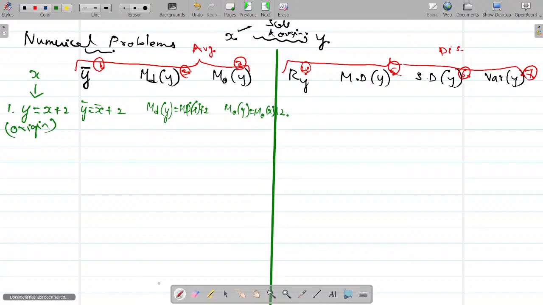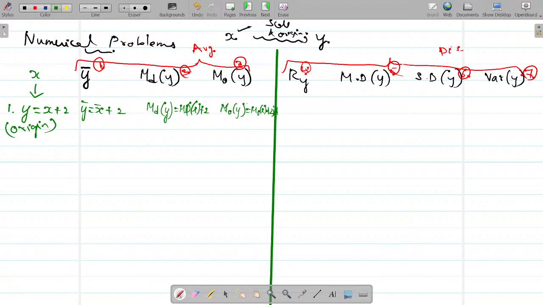Range of y is equal to. Please check whether what you are telling is right.